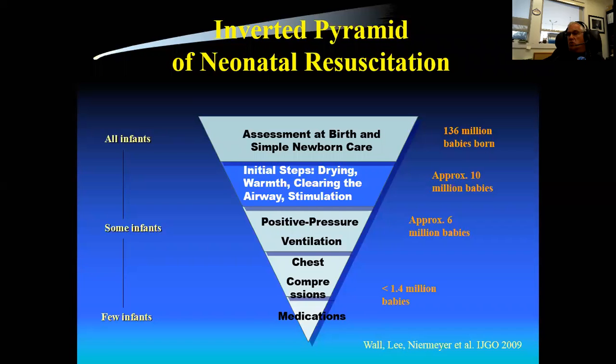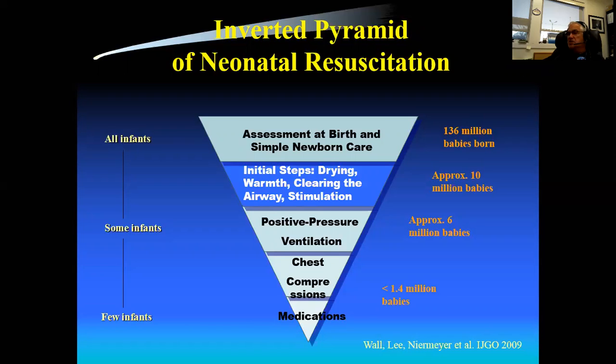Okay, so this is what they call the inverted pyramid of neonatal resuscitation. So in other words, these are the things we would have to do if the baby wasn't born term and wasn't born vigorous and crying and stuff like that. Now, the reason they call it inverted is that the things on the top are more commonly done and the things at the bottom are less commonly done.